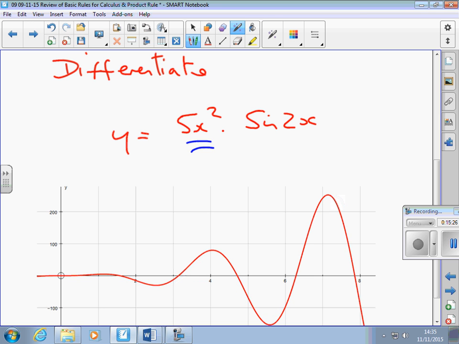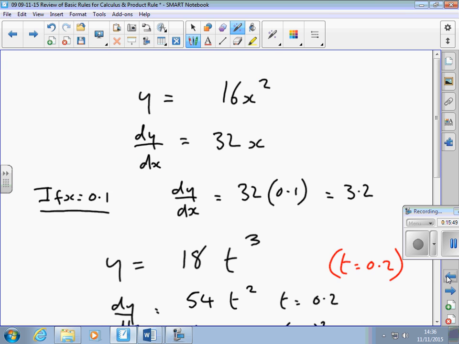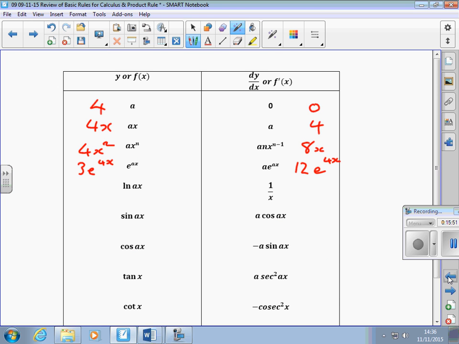When we look at it, the first thing to strike us, to help us decide whether we need to use this rule or not, is that x appears twice. I've got two separate functions involving x: a 5x squared function and a sine 2x function multiplied together. And if we look at our table of differentials, nowhere on that table does it talk about that. And so what I have to do is find a rule to allow us to use this table effectively. And that's the product rule.